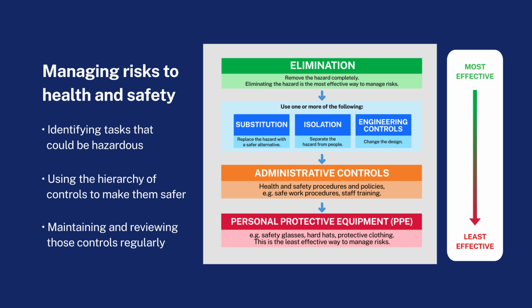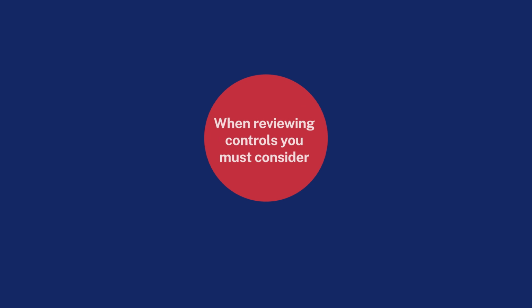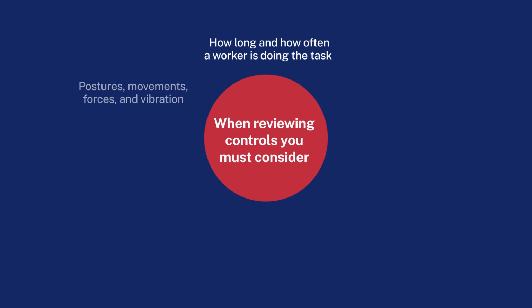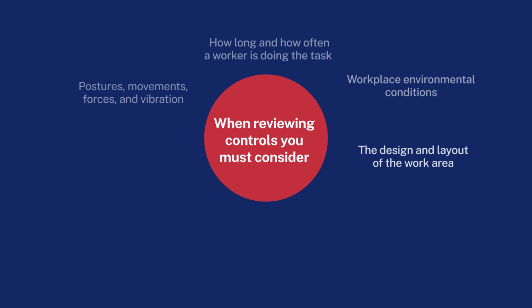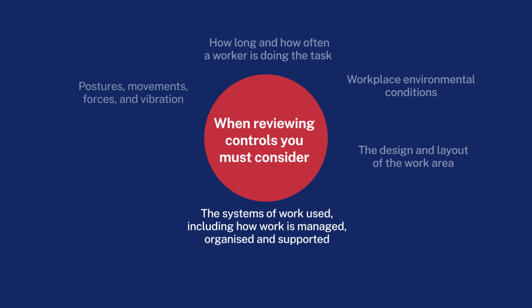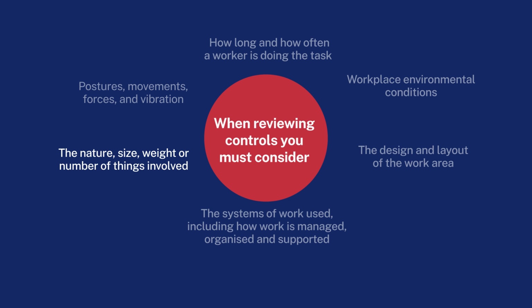When you are figuring out which control measures to use, you must consider postures, movements, forces, and vibration, how long and how often a worker is doing the task, workplace environmental conditions such as extreme temperature or poor lighting, the design and layout of the work area, such as rearranging or storing frequently used items close to where they will be used, the systems of work used, including how work is managed, organised, and supported, and the nature, size, weight, or number of persons, animals, or things involved in carrying out the hazardous manual task.